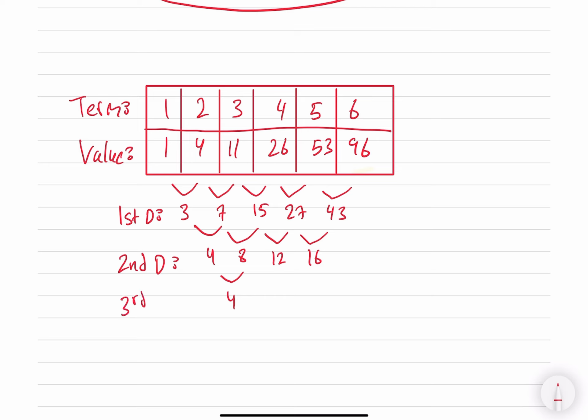So moving on to the third difference. 8 minus 4 is 4, 12 minus 8 is 4, 16 minus 12 is 4. This is 4 as well. Oh, there we go. So it's a third degree, and it's a cubic function.